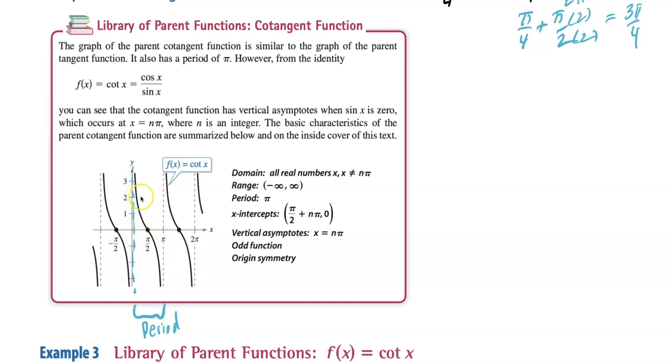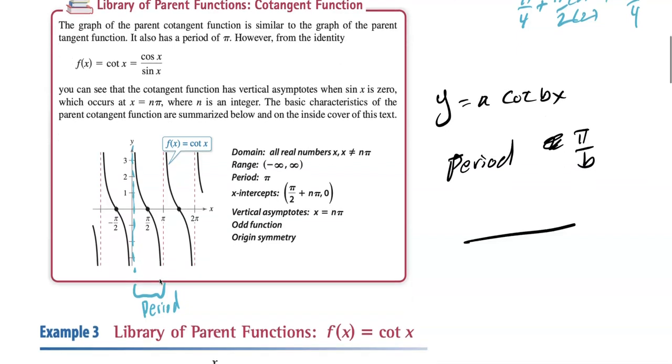Also, it looks like a negative x cubed graph. Tan is like a positive x cubed graph. Cotan is like a negative x cubed graph. Other than that, it's the exact same thing. Cotan of bx, period is pi over b. I was messed up.